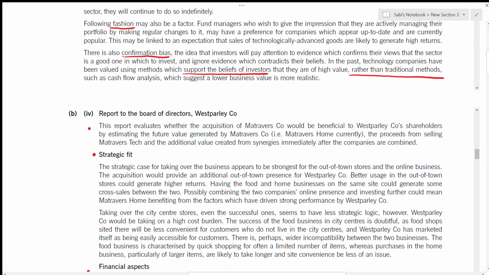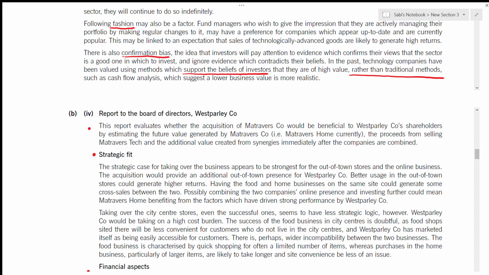This report evaluates whether the acquisition would be beneficial to the West Pale shareholders by estimating the future value generated by the Matt Trevor's home currently, Matt Trevor's company, which is Matt Trevor's home currently, the proceed from selling Matt Trevor's tech and the additional value created from synergies immediately after the companies are combined. So that's it. Now let's go.